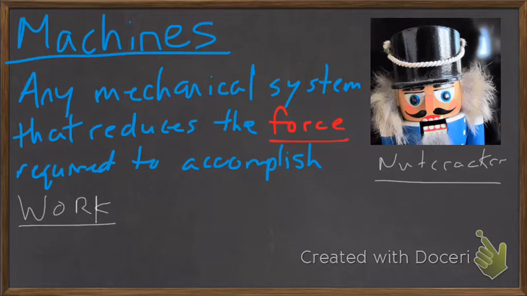So a machine is any mechanical system that reduces the force, we've heard that word before, required to accomplish work. So, for example, a nutcracker.